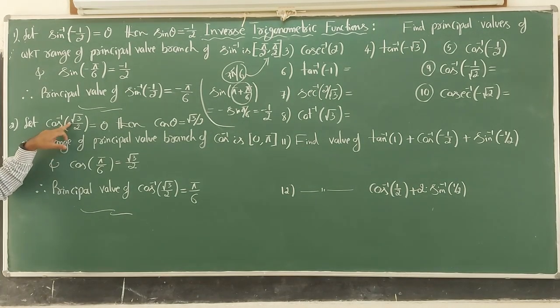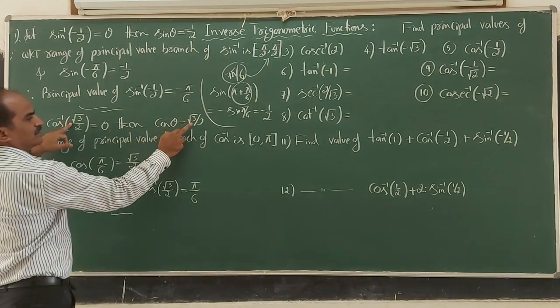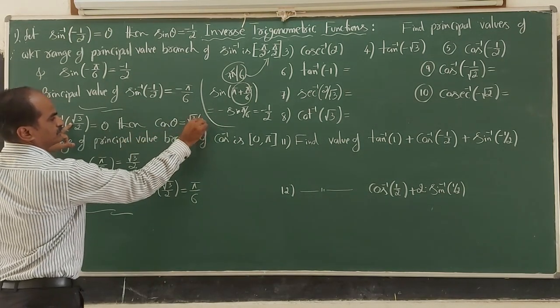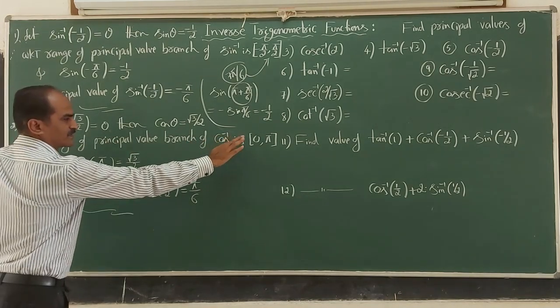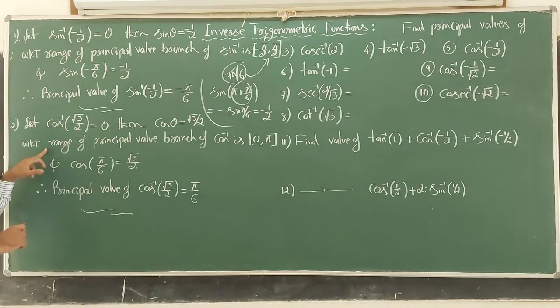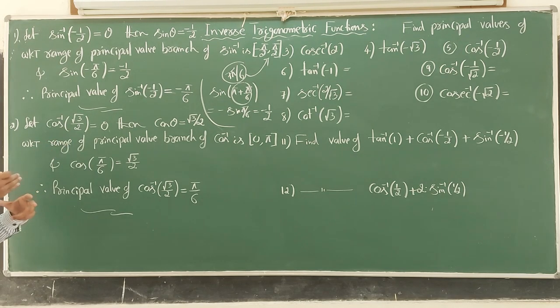If it is minus root 3 by 2, then cos theta becomes what? Minus root 3 by 2. Principal value branch of cos inverse remains same, 0 to pi. Now, in this case x is negative, that is why I taken minus root 3 by 2. When x is negative, angle lies in the interval pi by 2 to pi.